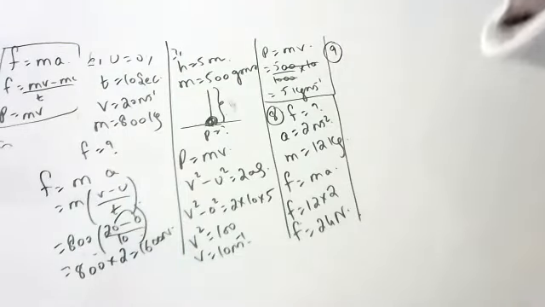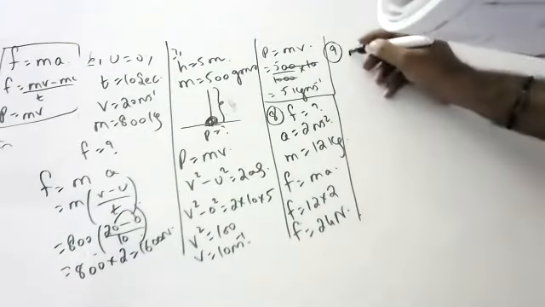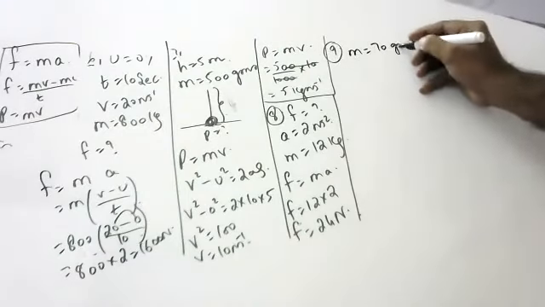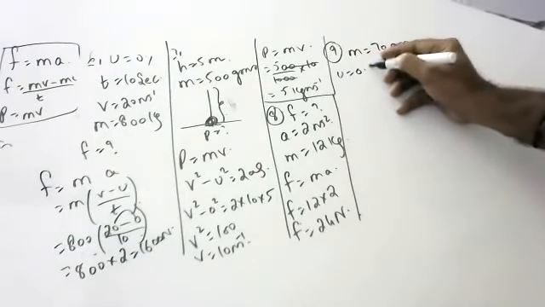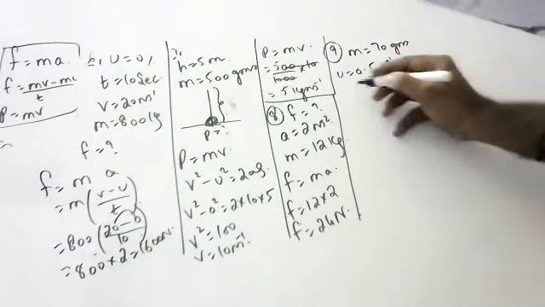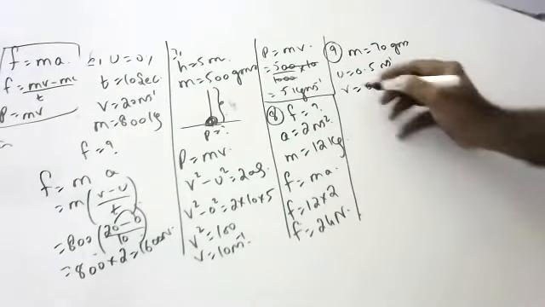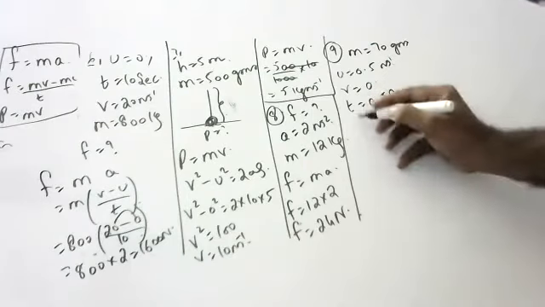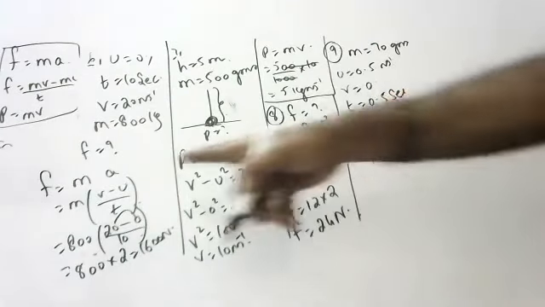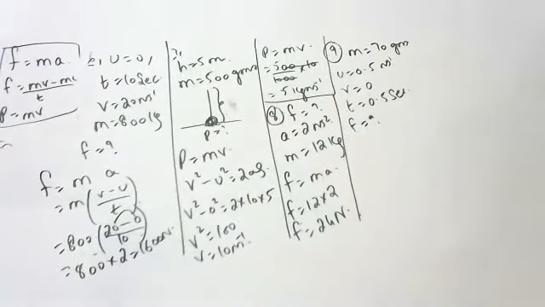Next, Bahari, can you say this one? 70 grams is the mass of a ball moving with a velocity of 0.5 meter per second. It is stopped by a player in 0.5 seconds. Stopped means final velocity is zero. What is the force applied by the player? Same formula. Force applied by the player. Can you tell me?